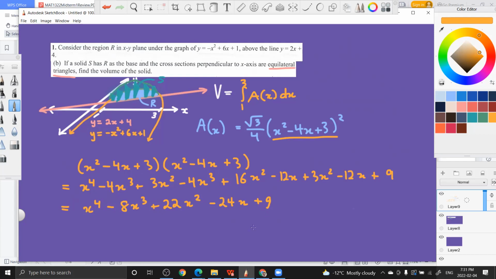Are there any questions? Okay, perfect. So we just finished expanding this, and we can just plug that into our integral. We get the square root of 3 over 4 times x to the power of 4 minus 8x to the power of 3 plus 22x to the power of 2 minus 24x plus 9 dx.